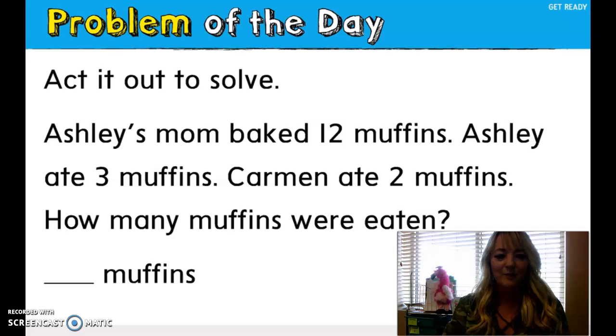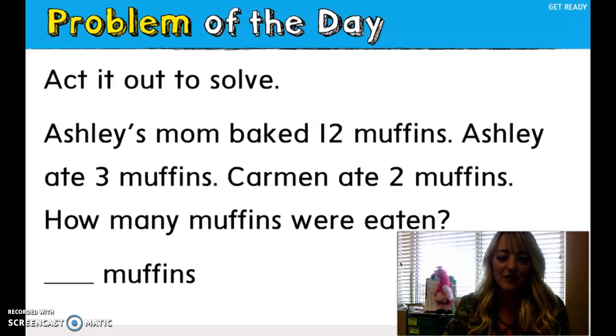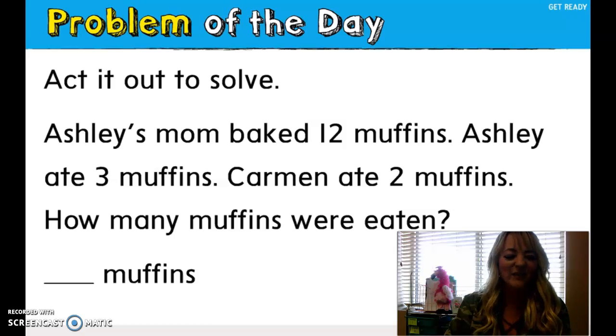Okay, so first let's do the problem of the day, acted out to solve. Ashley's mom baked 12 muffins. Ashley ate 3 muffins. I don't blame Ashley. I would eat probably 3 muffins. Carmen ate 2 muffins. How many muffins were eaten? So not how many are left, how many were eaten. That one's easy. 3 and 2, 5.